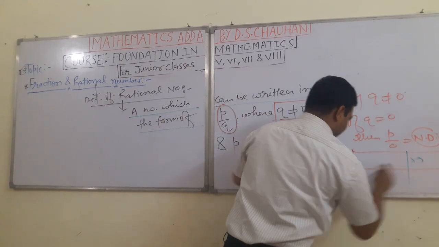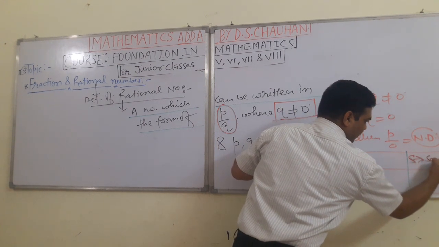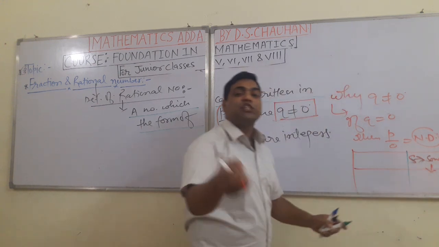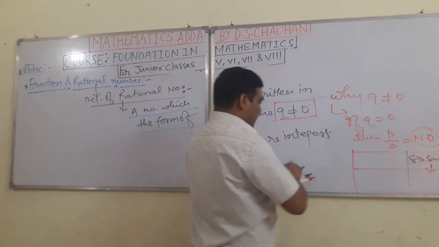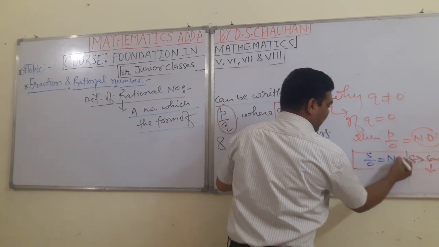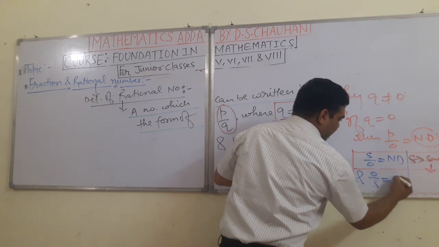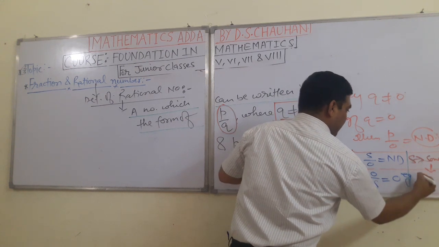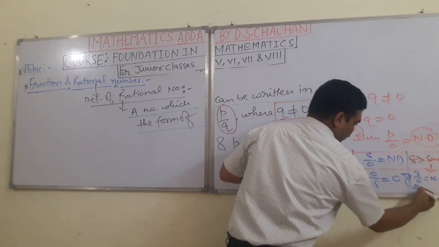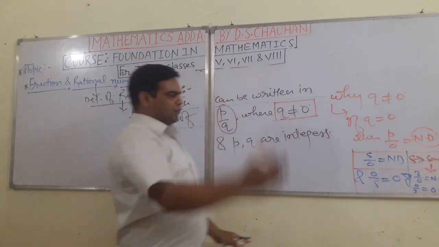What is the meaning of something? It means a number about which you know. Remember always, something upon 0 is not defined, and 0 upon something is always 0. For example, 3 by 0 will be not defined, while 0 by 3 will be 0. Always keep this in your mind.